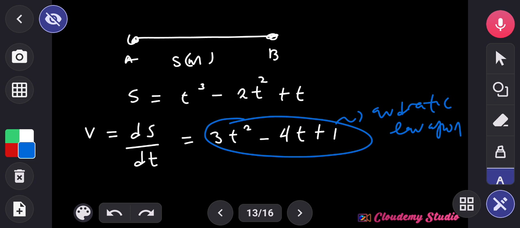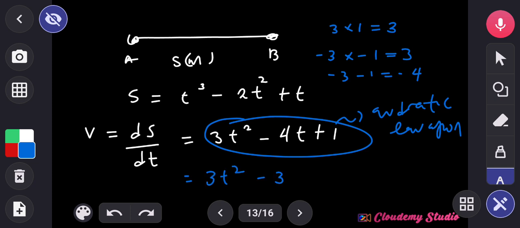Now, what are the factors of 3 multiplied by 1? The first thing we have to do is 3 multiplied by 1. That equals 3, right? What are now the factors of 3 whose sum equals minus 4? That is minus 3 and minus 1. So minus 3 multiplied by minus 1 equals 3, and minus 3 minus 1 equals minus 4, right? Which means we are going to have 3t squared minus 3t minus t plus 1.